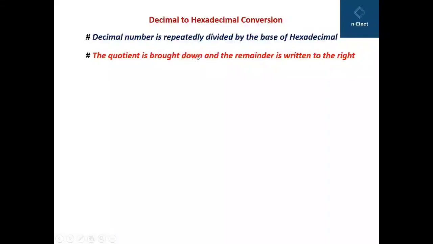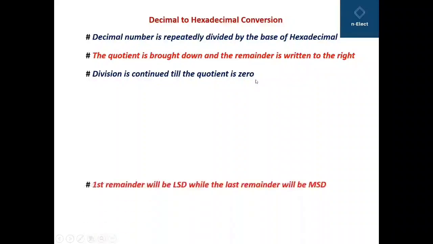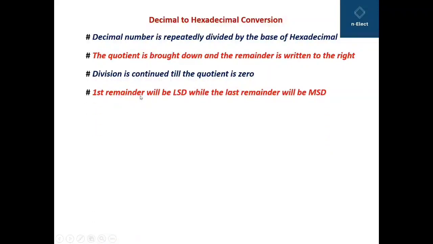The quotient is brought down and the remainder is written to the right. The remainder you have to write every time during every division. The quotient you will have to bring down and the remainder you will have to write on the right hand side. Division is continued till the quotient is 0. The first remainder will be treated as the LSD, that is the least significant digit, while the last remainder will be treated as the most significant digit.